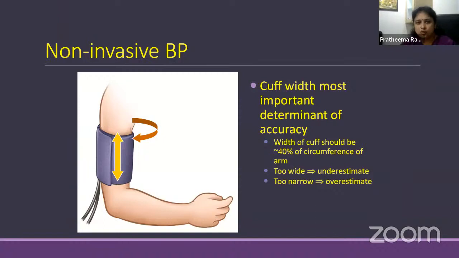So we need to know what is the right size of the cuff. So cuff width is very, very important. It should be at least 40% of the circumference of the arm. If it is very wide, if the patient is thin and it is a big cuff, it is going to underestimate. It will show a low BP. And if it is too narrow, it is going to show an overestimate. Even if the patient has a normal blood pressure. I'm talking about a patient just for a health check. And even if this is so faulty, imagine about patients who are sick.